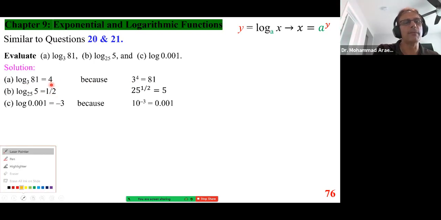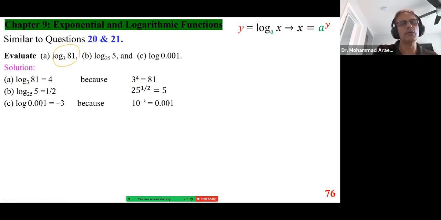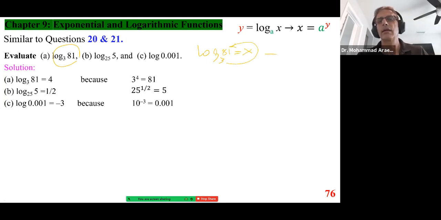So for example, if you want to find this one, you say log base 3 of 81 is x. Here's the arrow that I mentioned. 3 to the power of x is 81. You know 81 is 3 to the power of 4, which makes it 4.